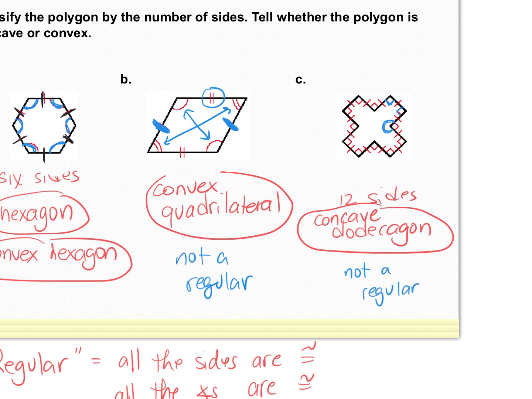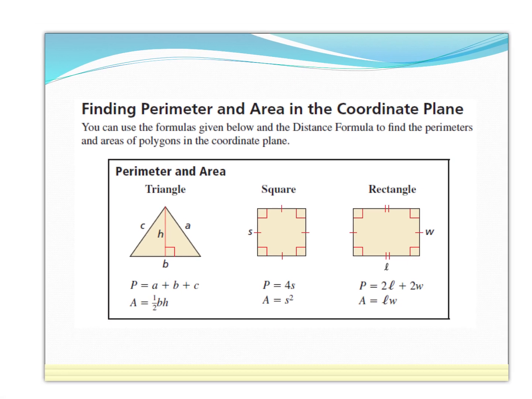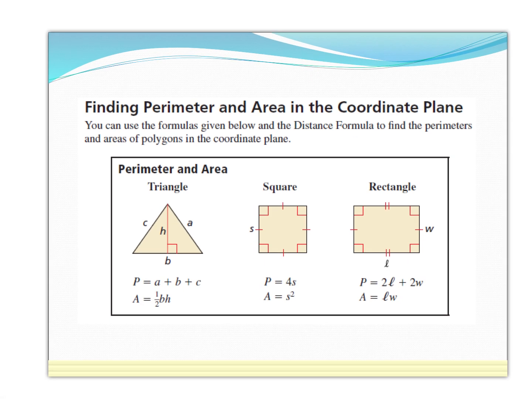So again, the whole regular thing might not come up here, but it's going to come up soon. So I wanted to make sure I introduced it to you. Now that we know what a polygon is, any polygon that we can draw is going to have an area and a perimeter associated with it.